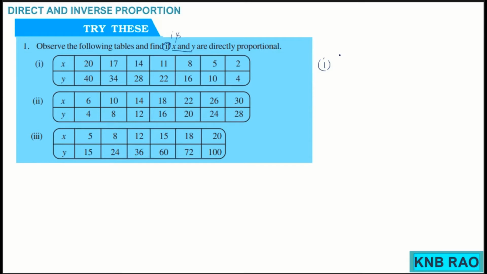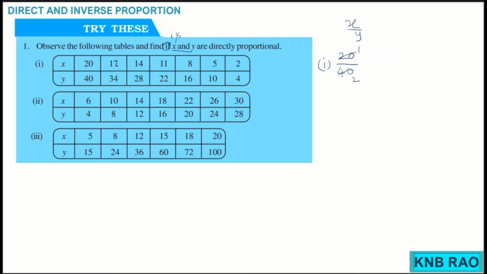as I have already discussed with you, if you want to check whether variables x and y are directly varying or not, you need to identify the ratio between their corresponding values. That is, if you find x upon y, is it going to be a constant or not? So the value corresponding to x1 is y1. So 20 upon 40 is 1 by 2.